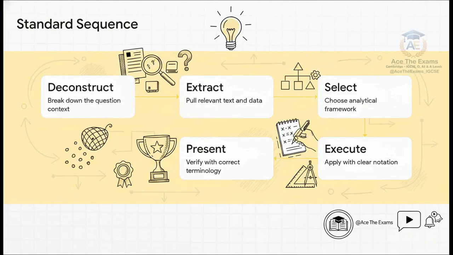Now, what's really fascinating about this slide is this 5-step standardized sequence. Think of this as your operational matrix. First, deconstruct the question. Second, extract the relevant data directly from those texts and diagrams. Third, select your analytical framework. Fourth, execute your analysis with crystal clear notation. And fifth, verify and present your results.